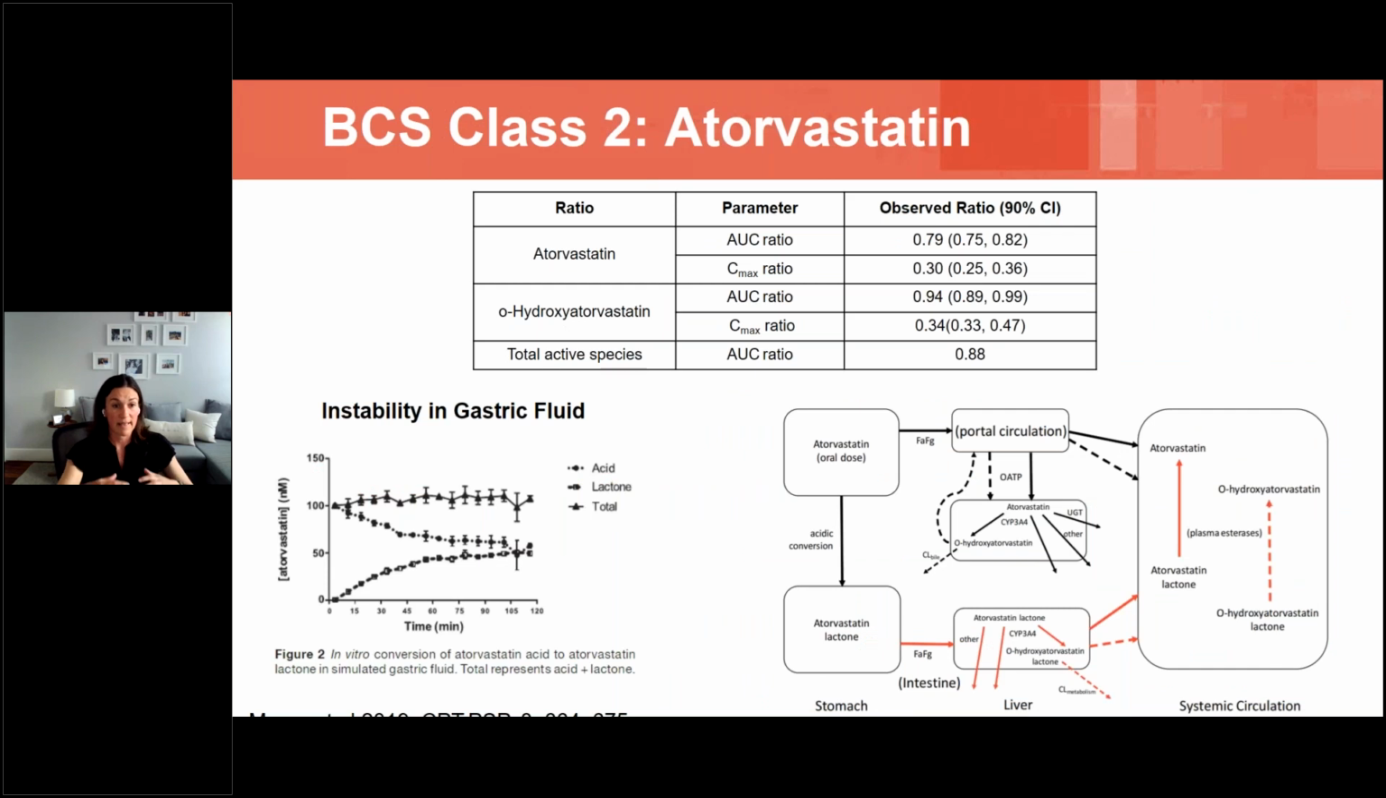Bridget proposed that the delay in gastric emptying is causing a bigger conversion of atorvastatin to atorvastatin lactone, and therefore we see a decrease in the atorvastatin Cmax. Now, the interesting part is that we don't really see a significant change in the AUC ratio of atorvastatin, and that is again because once the lactone is absorbed, it converts in the systemic circulation back into atorvastatin. So it's quite interesting. I recommend you go and read her publication.